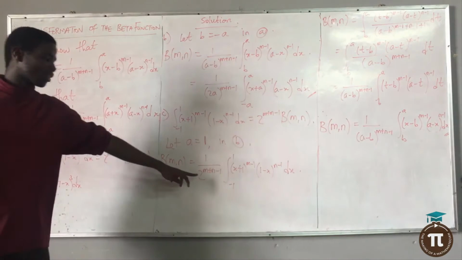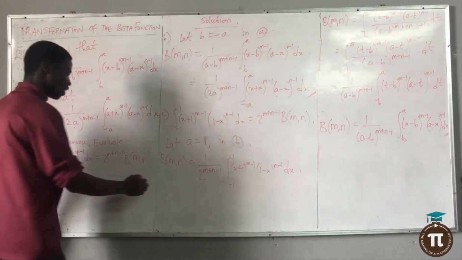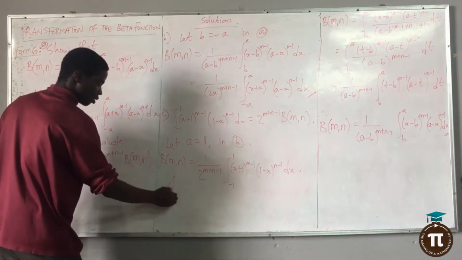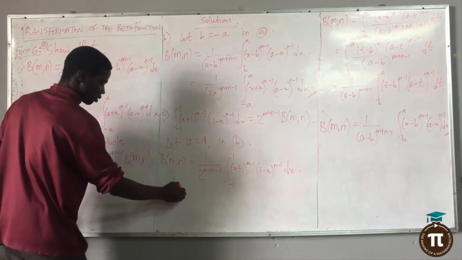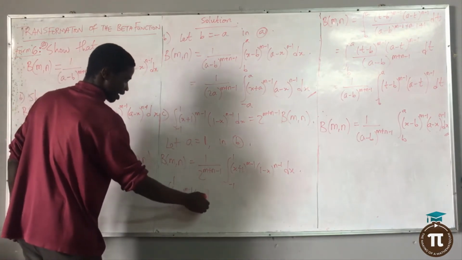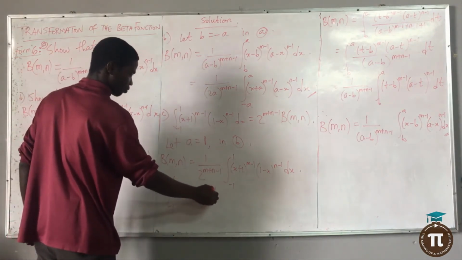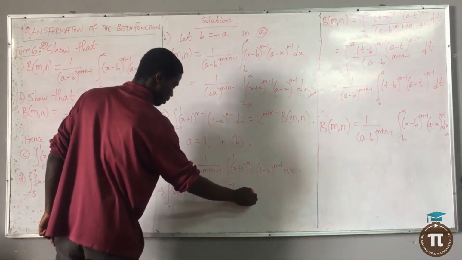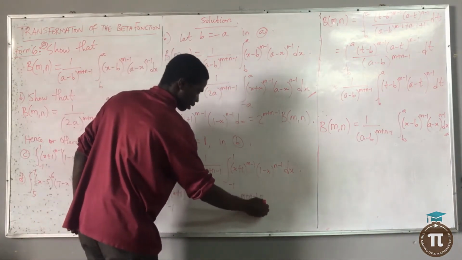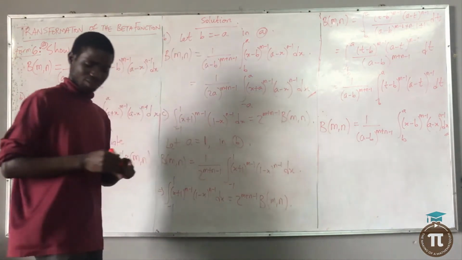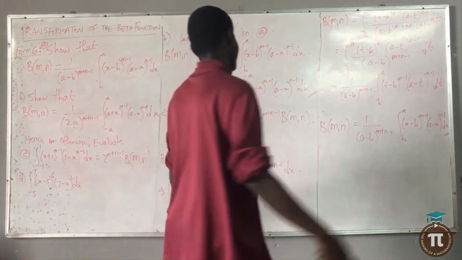So at the end of the day, just bring this to the other side and you have your answer. The integral from -1 to 1 of (x+1)^(m-1) (1-x)^(n-1) dx will be 2^(m+n-1) times the beta function of m comma n. That is all for C.